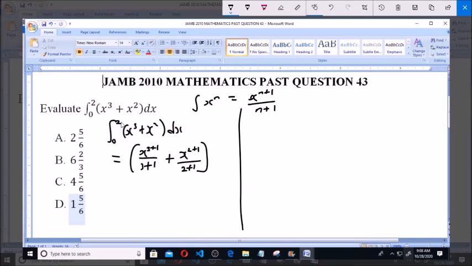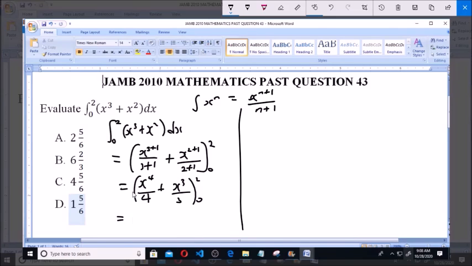Now we can show this. This 2 and 0 here simply represent the value of x at different intervals, and I will show you how to apply them. First, let's finish with this. This is equal to x raised to the power of 4 all over 4 plus x raised to the power of 3 all over 3, from 0 to 2.